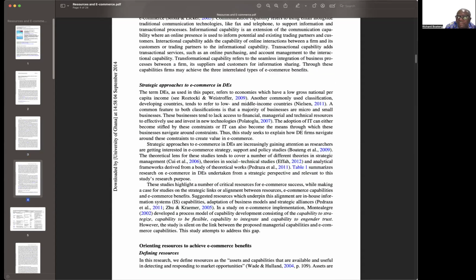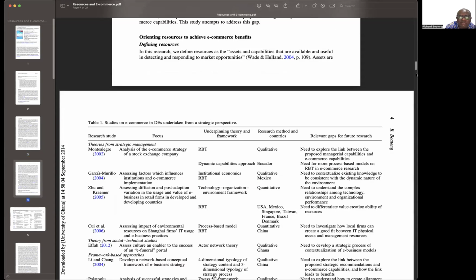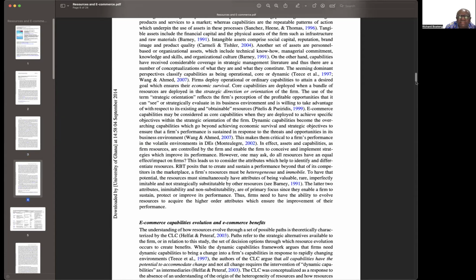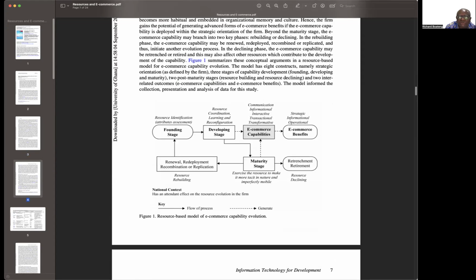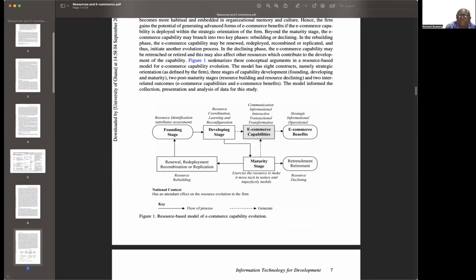Now, if you look at the operationalization, I explain what the resource-based theory is. And after that, I go on to develop a model that's going to be my conceptual model. So this conceptual model, or my research framework. Conceptual model means that it's a suggested relationship. Okay, so figure one summarizes these conceptual arguments in the resource-based model for e-commerce capability evolution.